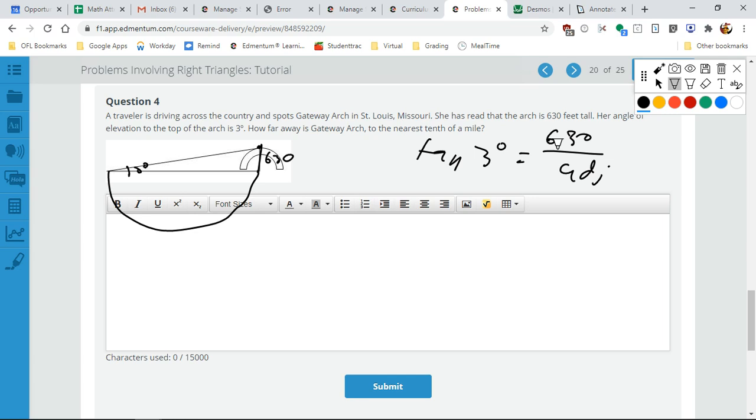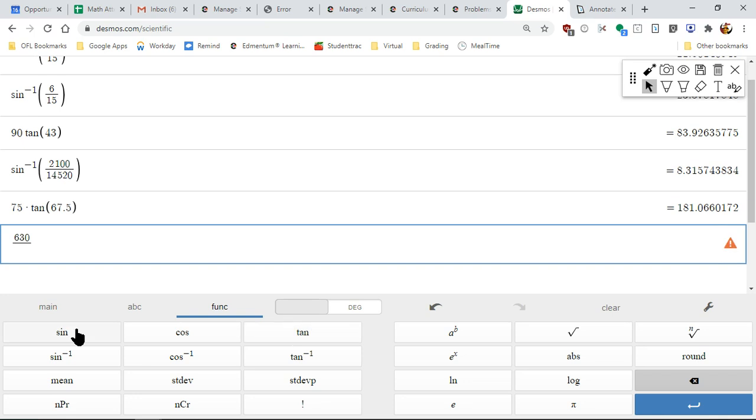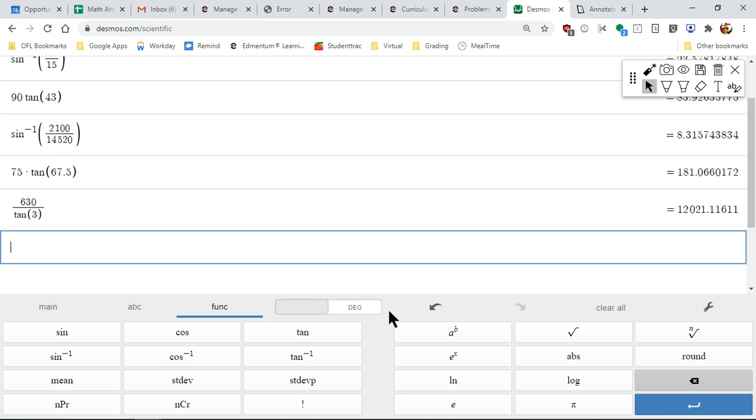So, all right. What we're going to do here is switch our adjacent and our tangent. So adjacent equals 630 divided by tangent of 3. So what I'm going to do here is 630 divided by tangent of 3 degrees, and I get that many feet.